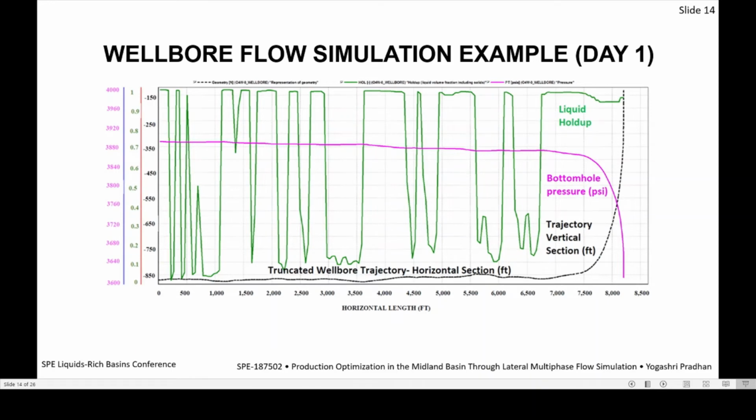Here's some of the liquid holdup that we wanted to emphasize. Despite the minimal undulations in the original trajectory, the liquid holdup is pretty significant throughout the wellbore trajectory. Liquid holdup is defined as the fraction of the liquid that is covering the surface or the cross-sectional area of the wellbore. So if it's a 1, that means you have a cross-sectional area that's full of liquid. If you have something that's less than 1, that means you have a gap.